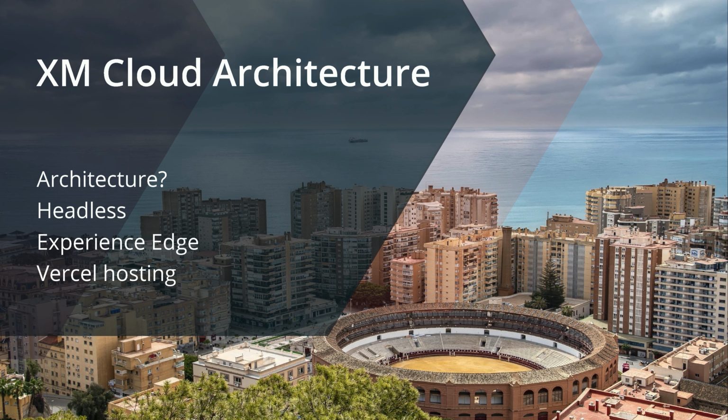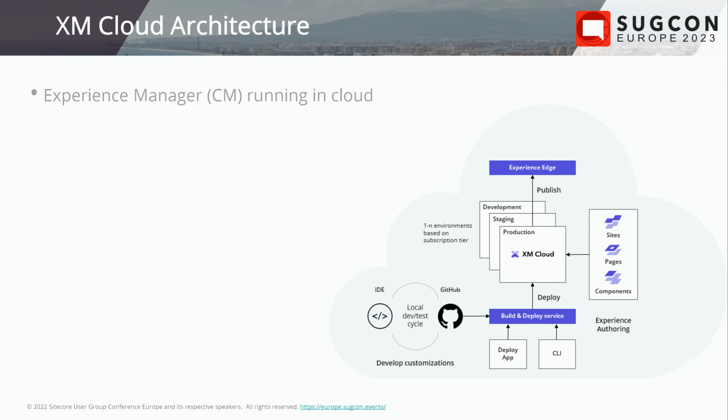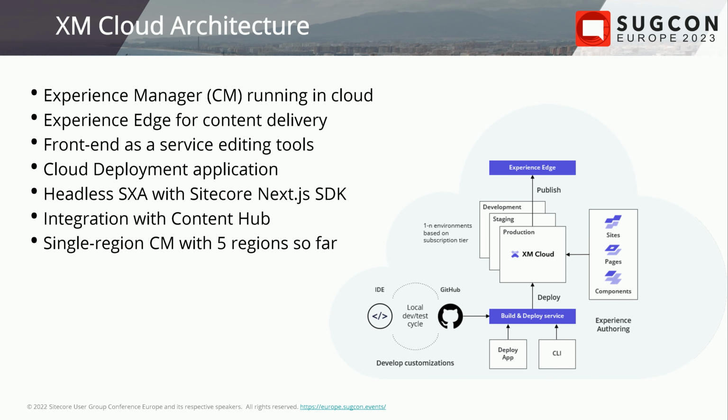Let's talk about XMCloud architecture in detail. XMCloud is basically your CM instance running in cloud. It has Experience Edge for content delivery, Frontend-as-a-Service editing tools, which we know, sites, pages, components. It also has Deploy App, which allows you to make deployments from a nice graphical user interface. It comes with Headless SXA that is powered by Sitecore Next.js SDK and has integration with the Content Hub, DM, and CMP, which is coming out of the box, and it's also included in the base images.